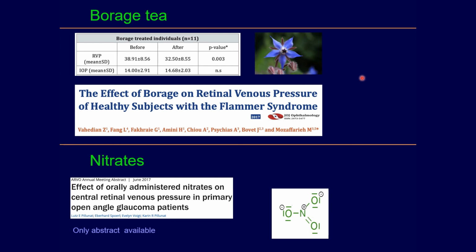Certain antioxidants also reduce RVP, as this example with porridge tea shows. This can be explained by the fact that such types of antioxidants slightly increase nitric oxide and lower endothelin. Nitrites, which we know from the treatment of angina pectoris, also lower RVP. Nitrites release NO in our body and indirectly also lower endothelin.